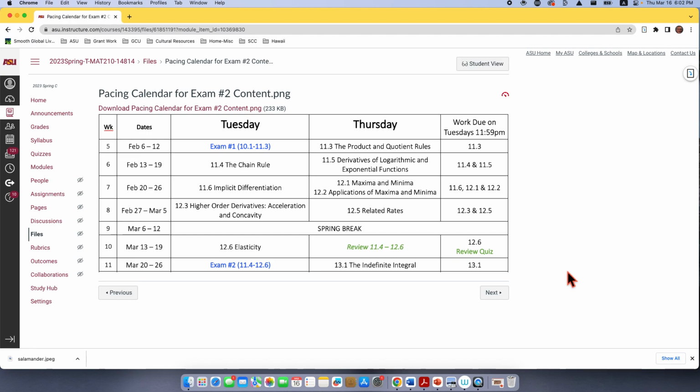Maximum and minimums are derivatives. Higher order derivatives are there too. And then elasticity that we did on Tuesday is another application, really just a formula. You've got to be able to take a derivative and then use that formula to go forward. So that's our overview.